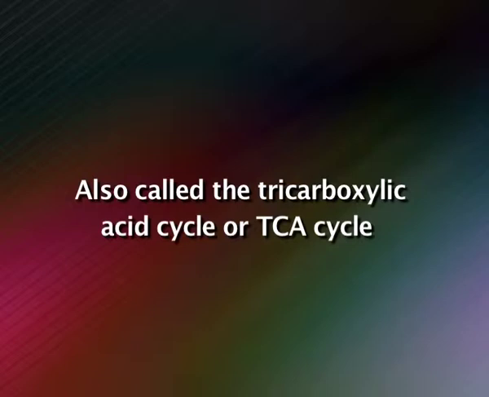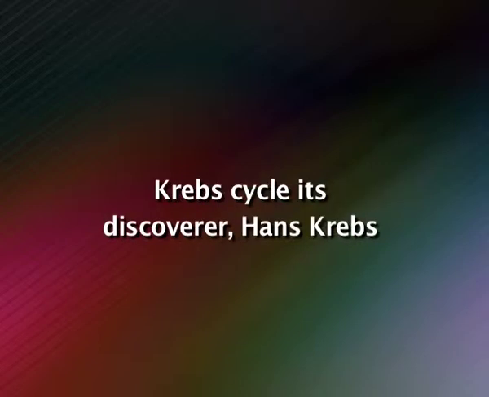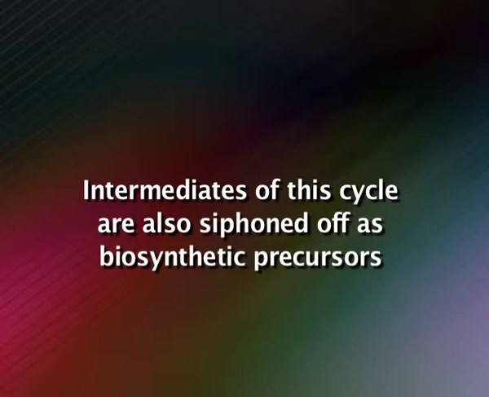Now, coming to the citric acid cycle or the TCA cycle, it is a hub in metabolism with degradative pathways leading in and anabolic pathways leading out, and it is closely regulated in coordination with other pathways. It is also called the tricarboxylic acid cycle, the TCA cycle, or the Krebs cycle, because its discoverer is the same Hans Krebs who discovered the urea cycle. Intermediates of this cycle are also siphoned off as biosynthetic precursors of many other biomolecules needed by the body.